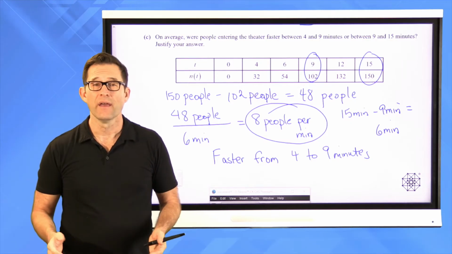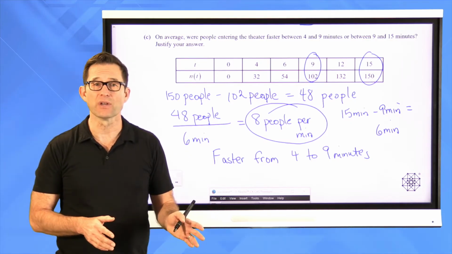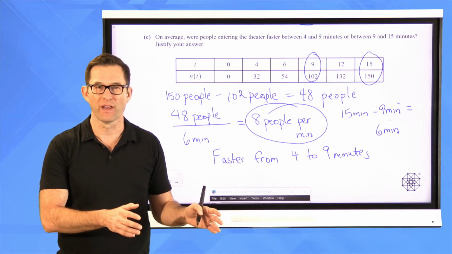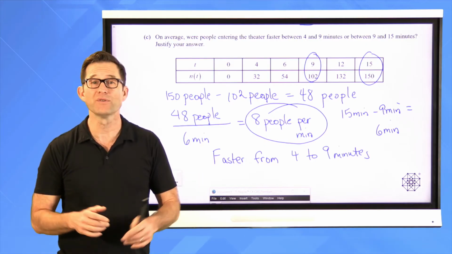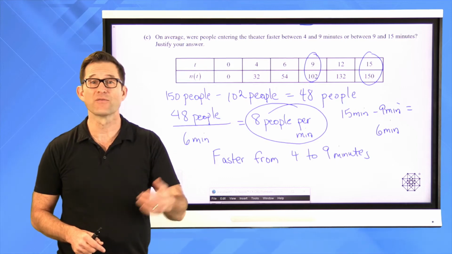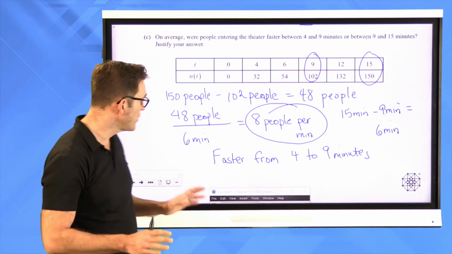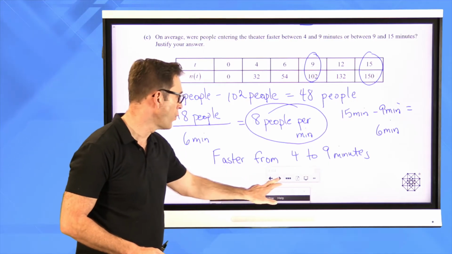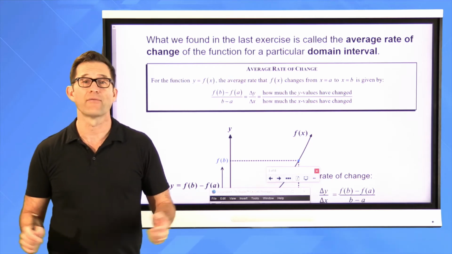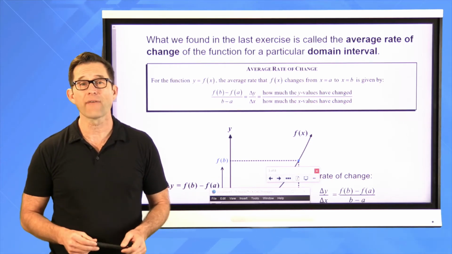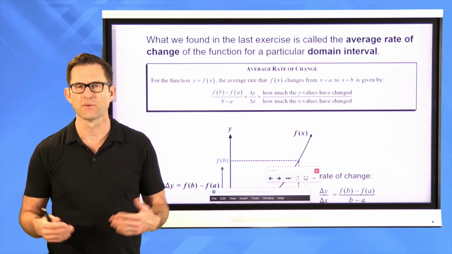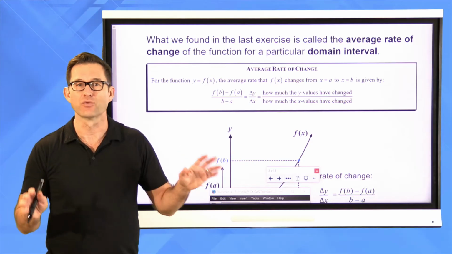It's just a rate. It's how fast the function is changing, or how much the function has changed compared to how much the input has changed. And you do that, as you always do with rates, by using a ratio in the form of a fraction. And that fraction, of course, then is a division problem. So now let's formally define what we mean by average rate of change. What we found in the last exercise is called the average rate of change. Specifically, we were finding the average rate with which the number of people entering the theater was changing. Ooh, that was wordy. But let's talk about the average rate of change, right?